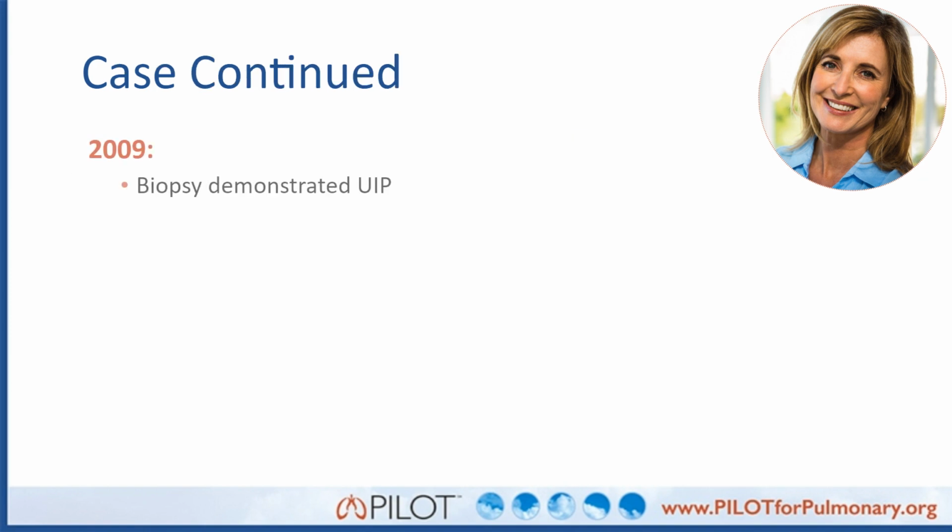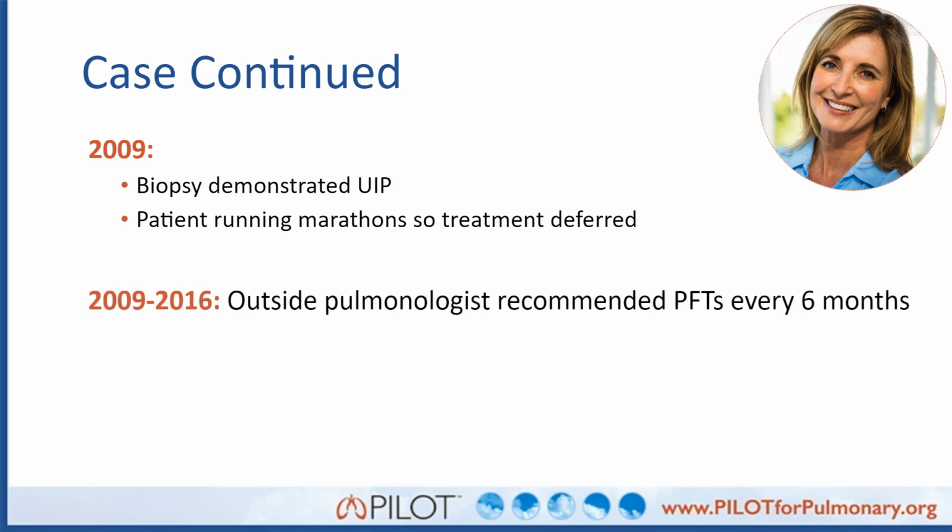The biopsy demonstrated usual interstitial pneumonia. And at that time, the patient was very active. She had been running marathons, so treatment was deferred. And the decision was made by this outside pulmonologist to just monitor the patient every 6 months, assessing her symptoms and pulmonary function tests. For the next 7 years, she just had monitoring.